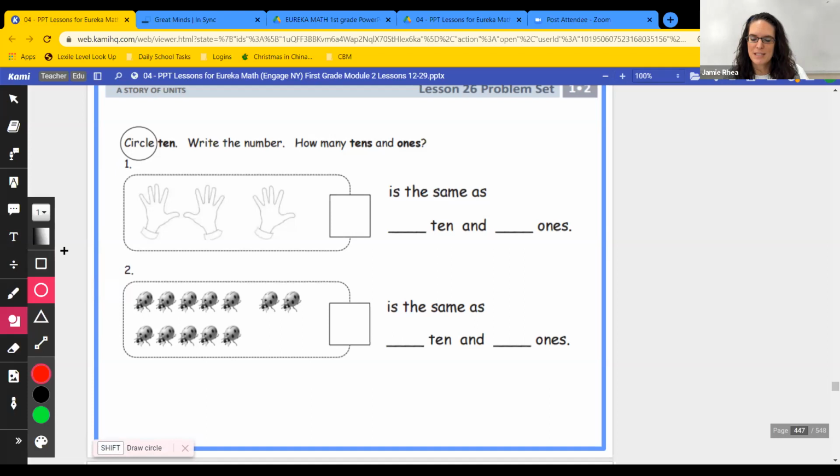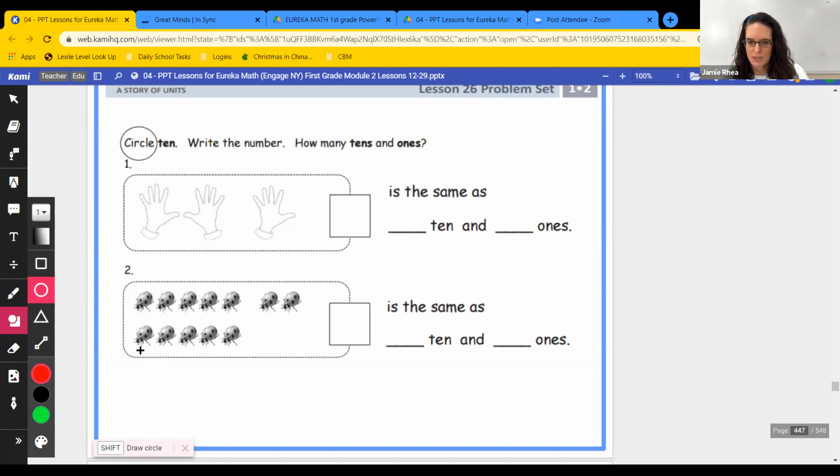Okay, make sure you're doing this. Circle 10. Write the number. How many tens and ones? So there's 3 things we have to do. We have to circle 10. We have to write that number out. Then we have to write how many tens and ones. So let's do that. Let's look at number 2.